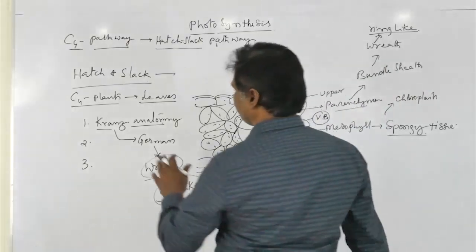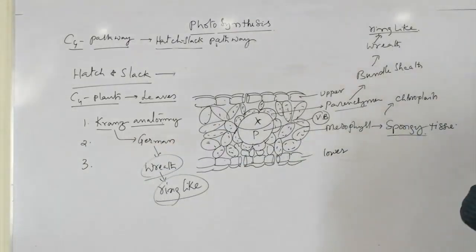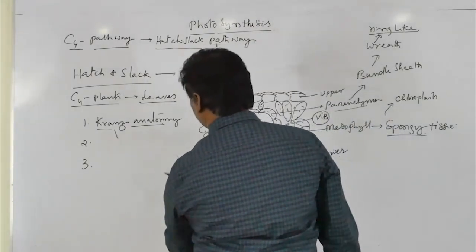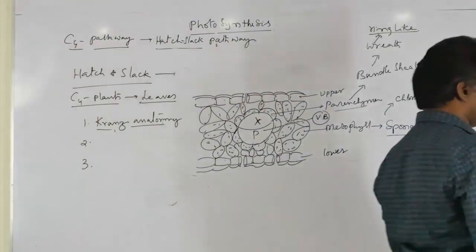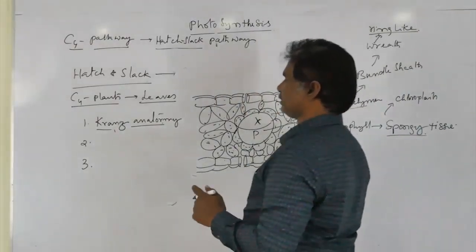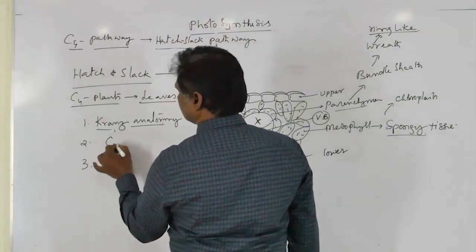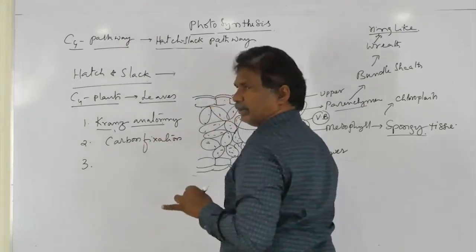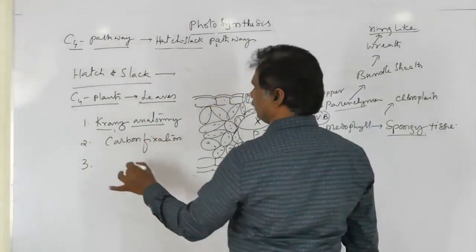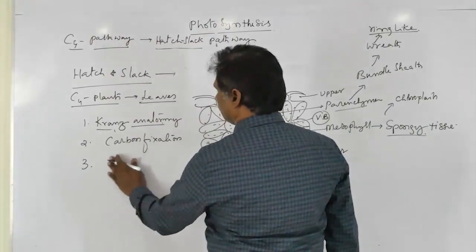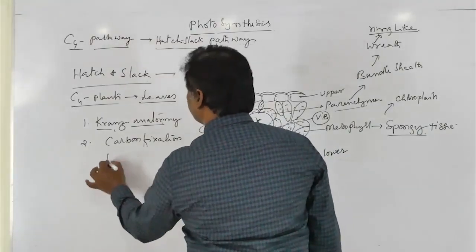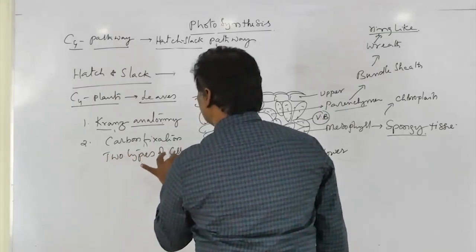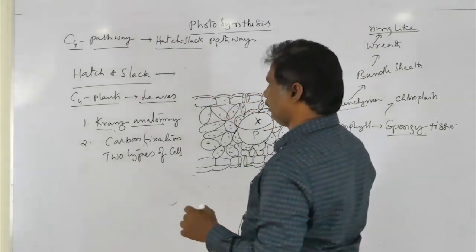And the second special feature is the division of labor. Division of labor means that carbon fixation takes place in two types of cells. What are the two types of cells? You can see them one by one.